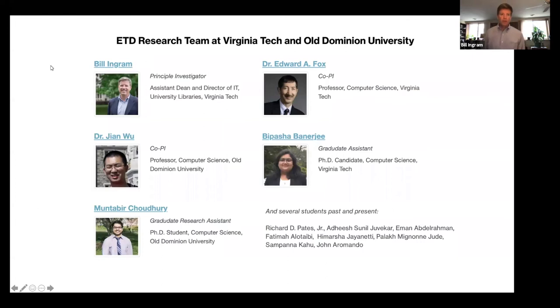This is the team that I'm working with. So my co-PIs are Ed Fox and Jian Wu from computer science at Virginia Tech and Old Dominion. And then there are two graduate students that work with us full-time. Bipasha works for me, and Muntabir works for Dr. Wu at Old Dominion. And I also wanted to just list a few names of students, past and present, that have been working in our lab. Two of them just finished with master's theses on ETDs. And the rest of the folks listed down there are also working on ETD-related research.